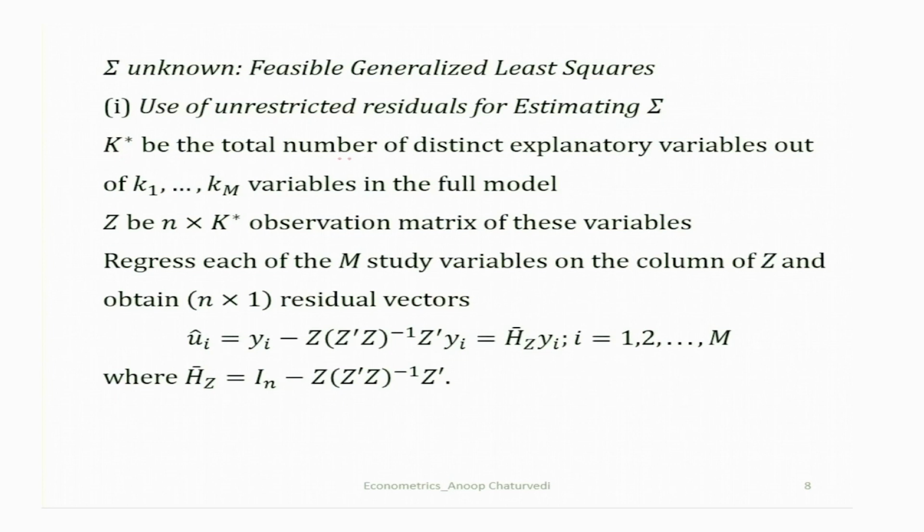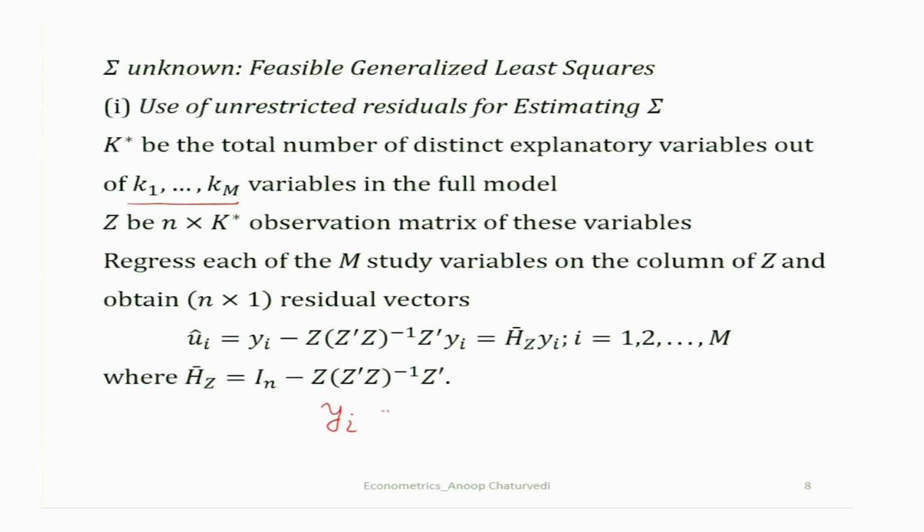Suppose capital K star is the total number of distinct explanatory variables out of the k 1, k 2, up to k m variables in the full model. So, the entire model has k 1 plus k 2 and so on plus k m variables, but out of these variables some may be common. So, suppose there are K star distinct explanatory variables in the model, and here capital Z denotes the n cross K star observation matrix of these variables. Then we regress each of the m study variables on the columns of Z and obtain n cross 1 residual vectors u i hat equal to y i minus Z (Z transpose Z) inverse Z transpose y i.